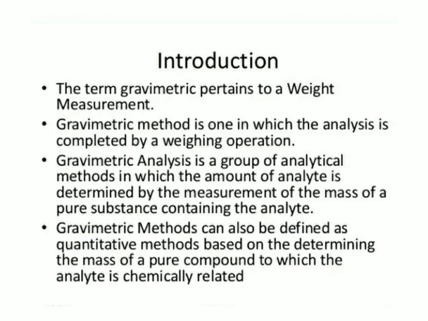Gravimetric analysis is a group of analytical methods in which the amount of analyte is determined by the measurement of the mass of a pure substance containing the analyte. Gravimetric method can also be defined as quantitative methods based on determining the mass of a pure compound to which the analyte is chemically related.